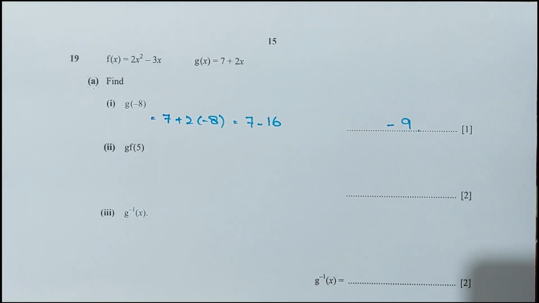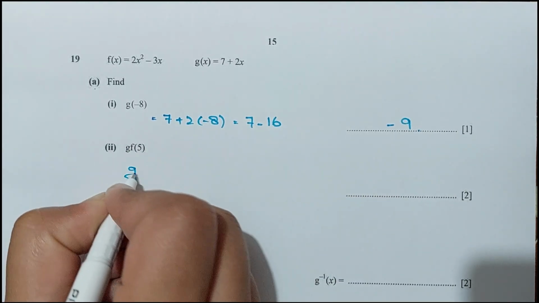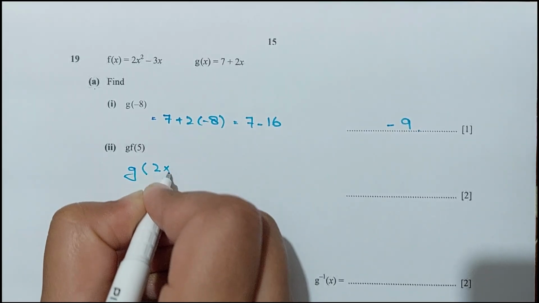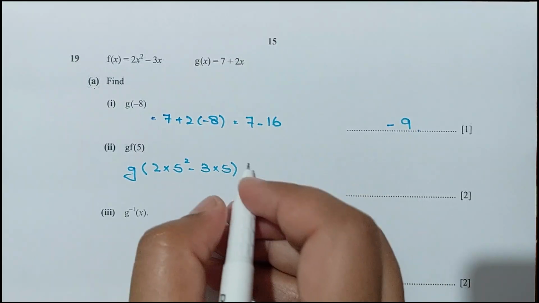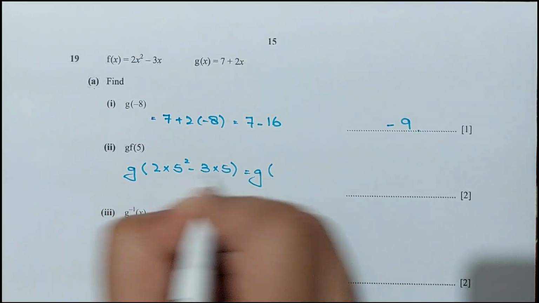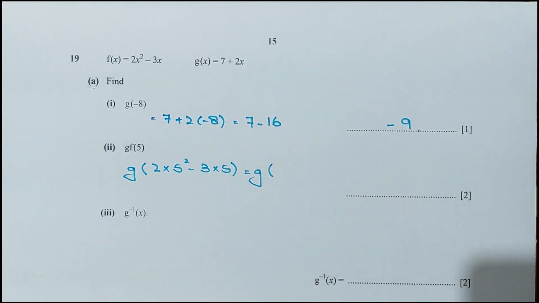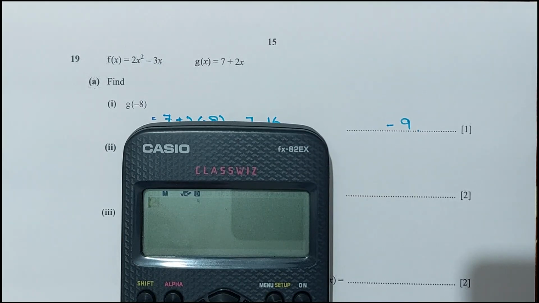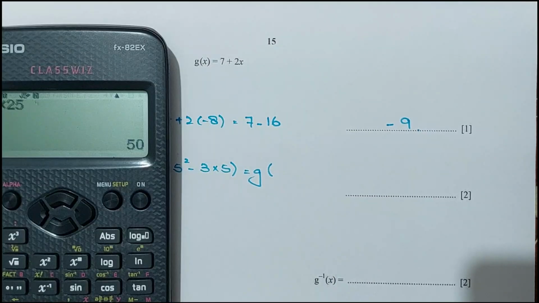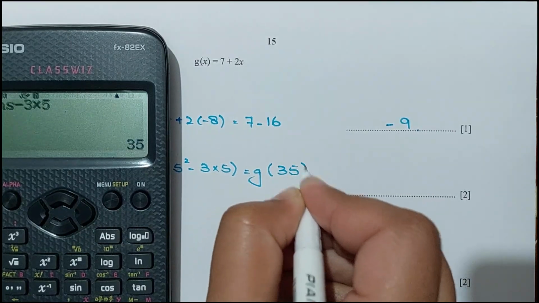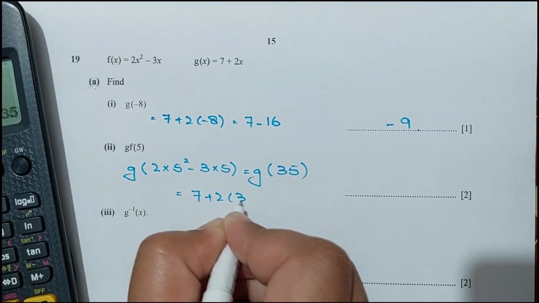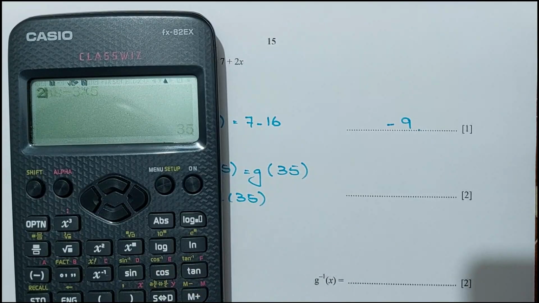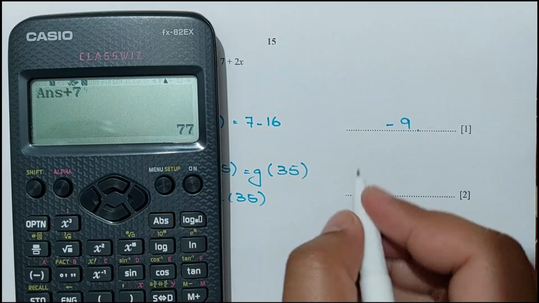Part B, find g f of 5. So what is f of 5? 2 into 5 square minus 3 into 5. Okay, so g of 2 into 5 square. 5 square is 25 and 2 times 25 is 50. And minus 3 times 5 is 15. So 35. G of 35 we have to solve. G of 35 would be 7 plus 2 into 35. 2 times 35 add up 7, which is 77.